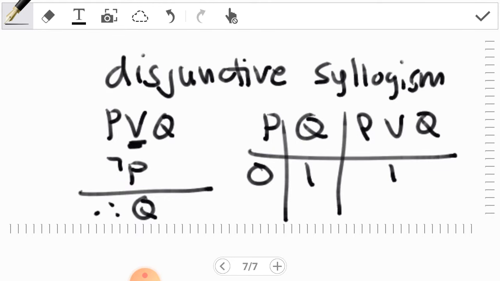Okay? So go over there. Again, you have P will be 0 so that not P will be true. And then for P or Q to be true, since P is already false, then we have no other choice but to use Q to be true. Therefore, P or Q is true. And then Q is also true. Therefore, this is a valid argument.